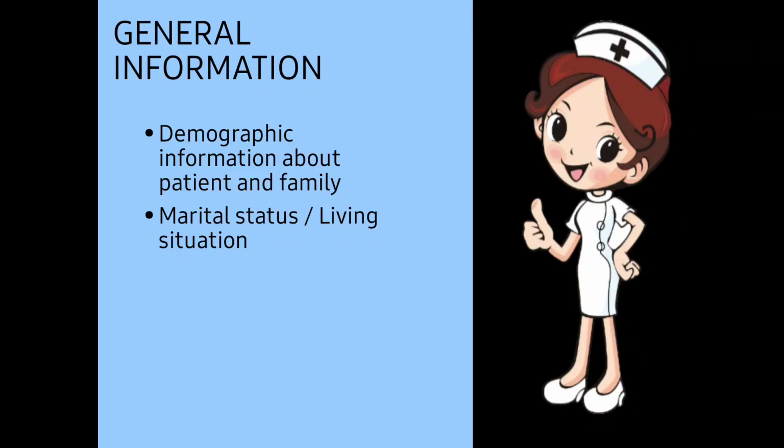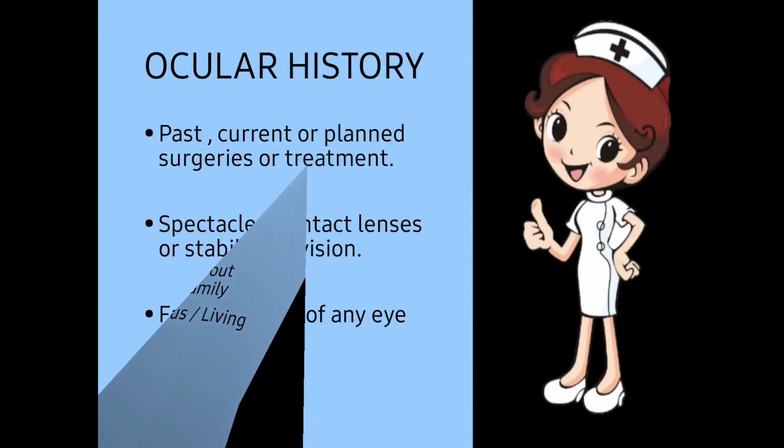In case of general information, we will find out demographic information about the patient as well as the family of the patient, normally marital status or the living situation, that is, whether there is any person in the patient's life who can help the patient or not, and what the living situation of the patient is. Is the patient living with the family or is the patient alone? This one is very important.